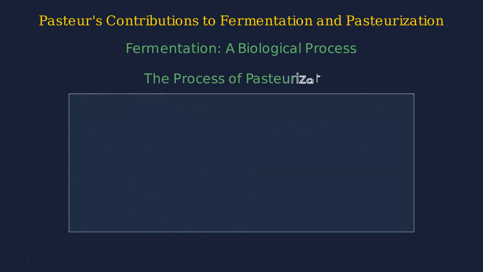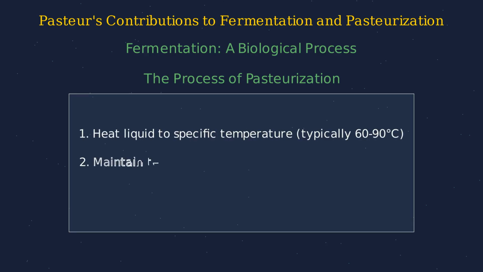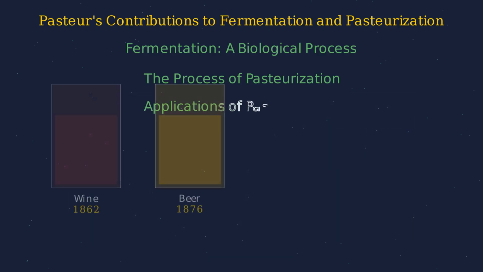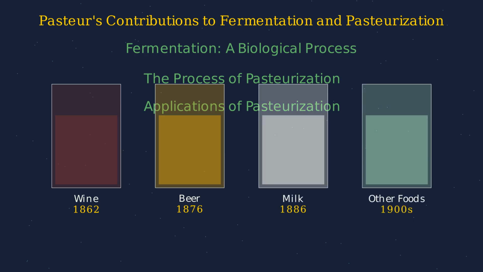Pasteur's research led to the development of pasteurization, a process that uses controlled heat to kill harmful microorganisms in liquids. The process involves heating the liquid to a specific temperature, maintaining it for a set time, and then rapidly cooling it. Pasteur initially developed pasteurization to prevent wine and beer from spoiling. Later, the process was applied to milk and other food products, dramatically reducing foodborne illness worldwide.